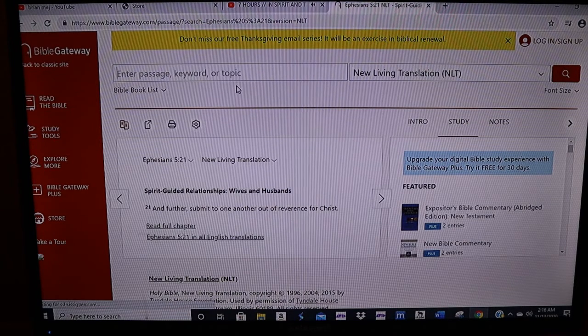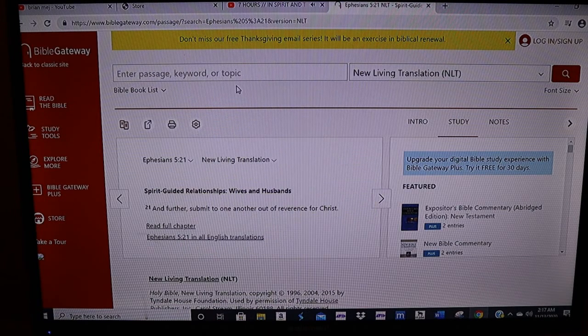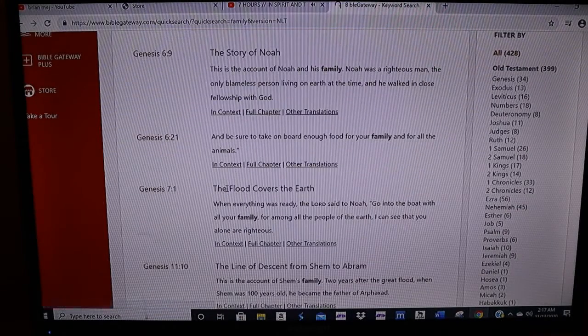you can type a topic. For example, one of the ways to study the Bible is by topic. Now, if you have a question about family, you can type the word family, and it brings up numerous scriptures about family, and you can just read each of those.